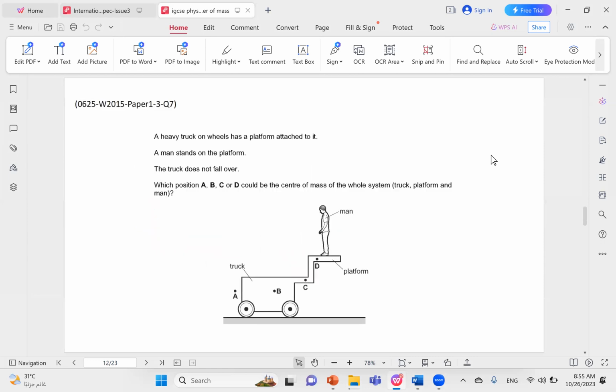A heavy truck on wheels has a platform attached to it. A man stands on the platform. The truck does not fall over. Which position A, B, C, or D could be the center of mass of the whole system?